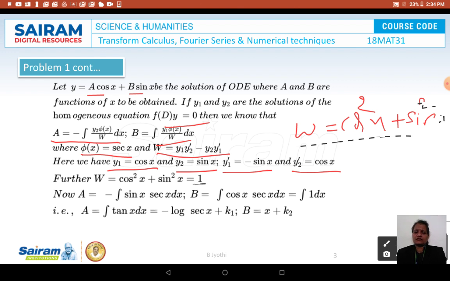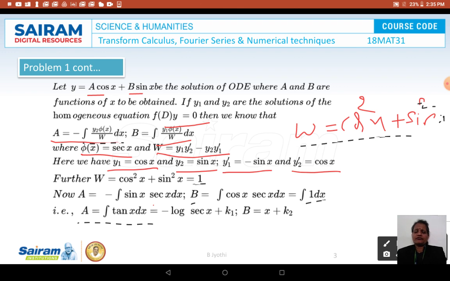Now, minus integral of sin x. Let us substitute in the integral. Then a is given by minus of integral y2 phi x divided by Wronskian, where the Wronskian is 1, y2 is sin x and phi is sec x into dx, where b is given by integral of y1 into phi of x, which is secant x into dx. So cos x and secant x both are reciprocal to each other, therefore we get 1 dx, whereas a is sin into sec x, which will be sin divided by cos, therefore it will be tan x into dx.